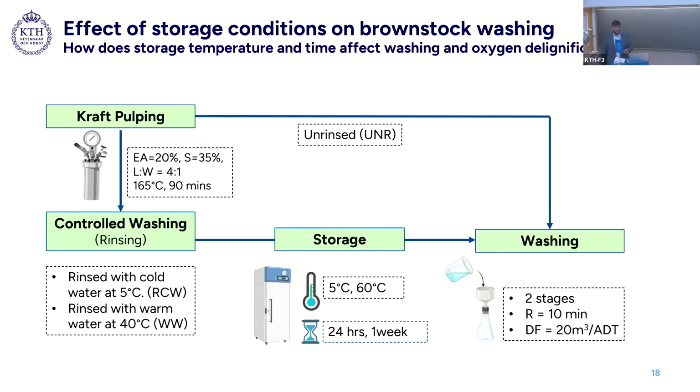and then the brownstock produced from it was divided into 3 sample groups, where one was unrinsed, the other was rinsed with cold water at 5 degrees Celsius, and the third was rinsed with warm water at 40 degrees Celsius. And then they were subjected to storage at 2 different temperatures, 5 and 60 degrees Celsius, over 2 different time intervals, 24 hours and 1 week, before washing. And then 2 washing stages were performed with a residence time of 10 minutes and a dilution factor of 20 with the Buchner funnel. The washing experiments were conducted.